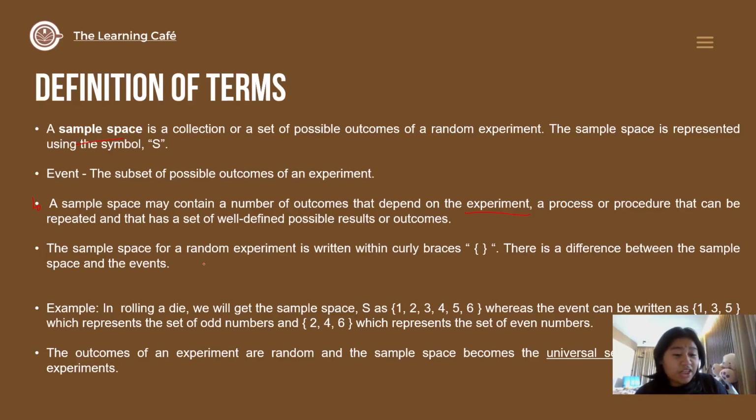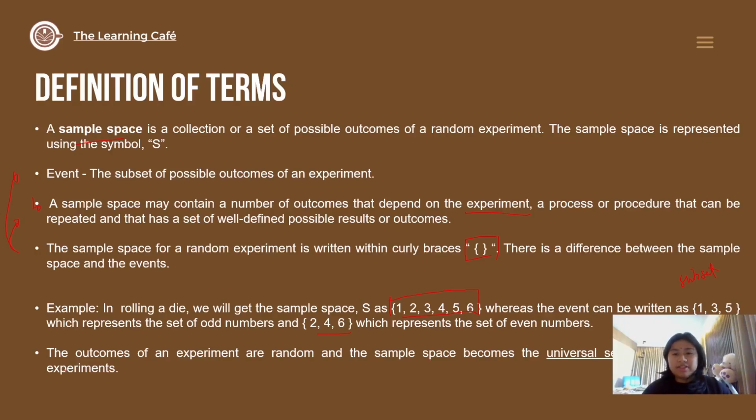The sample space for a random experiment is written within curly braces like this, and there is a difference between the sample space and events, which is stated here in the first 2 points. Now, for an example, in rolling a die, we will get the sample space S as this, whereas the events can be written as {1, 3, 5}, which represents the set of odd numbers, and {2, 4, 6}, which represents the set of even numbers. These two are what you call subsets.